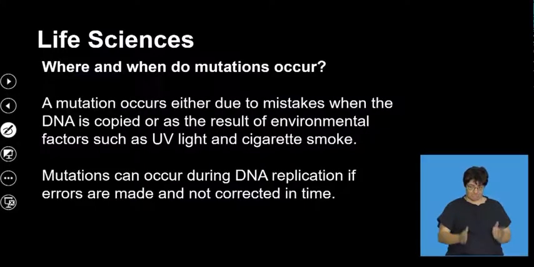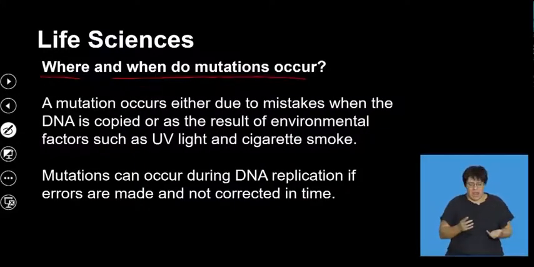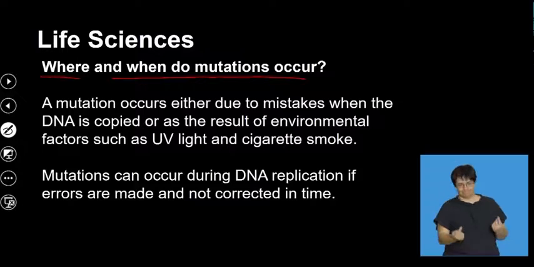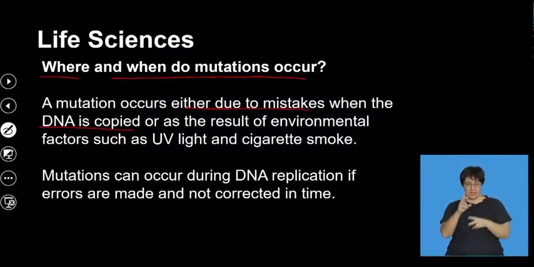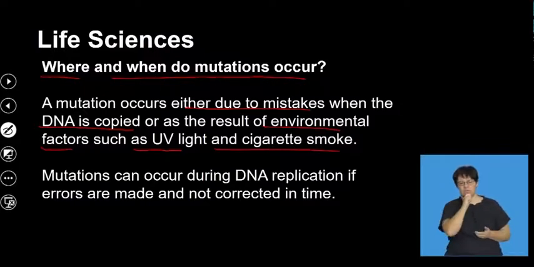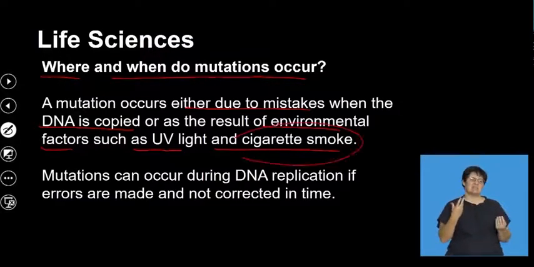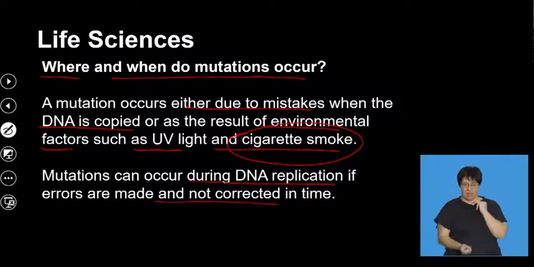Cool. So where and when do mutations occur? As we said, mutations are spontaneous, so they do occur very unpredictably. However, mutation is fundamentally a mistake. And these mistakes occur, one, when DNA is copied, and as a result of environmental factors such as UV light or even using certain substances like smoking. Mutations can occur during DNA replication if errors are made and are not corrected in time.